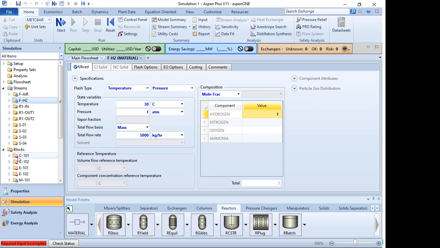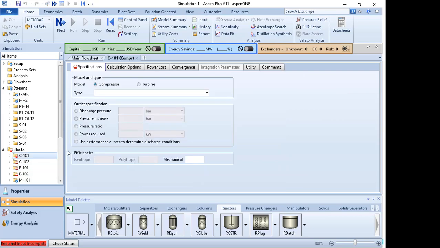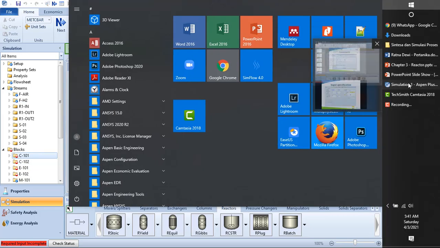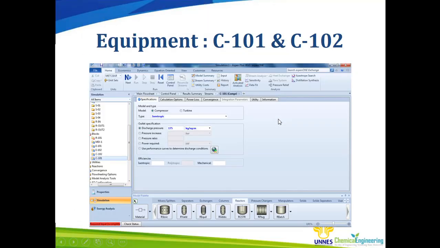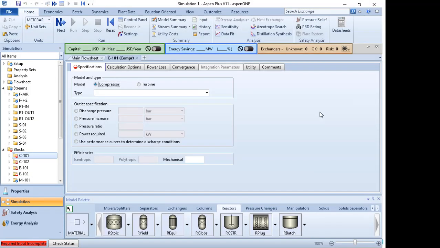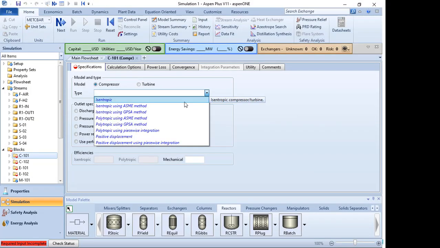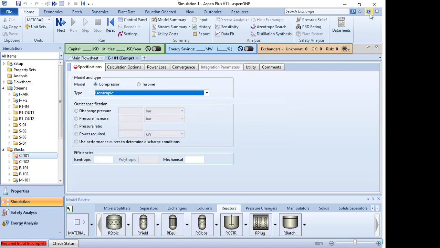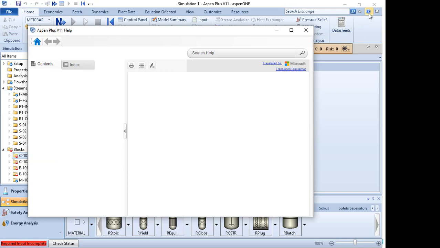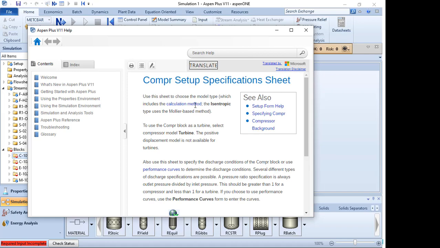And then we go to the compressor. We put information for the compressor. In here, the compressor is isentropic, with the discharge pressure of 175 kilogram per square centimeter. We just put in here the isentropic. Actually, there are different calculations. Actually, you can just, by clicking this question mark, be taken to specific information about the compressor.